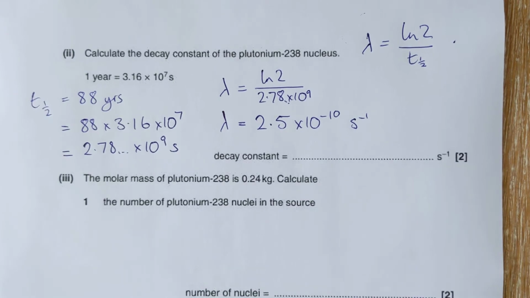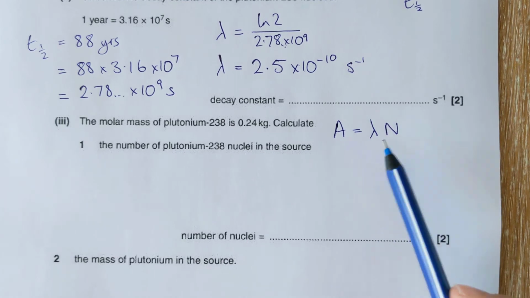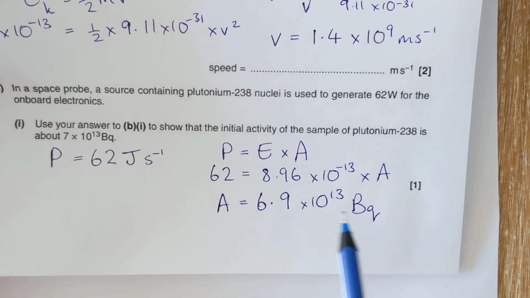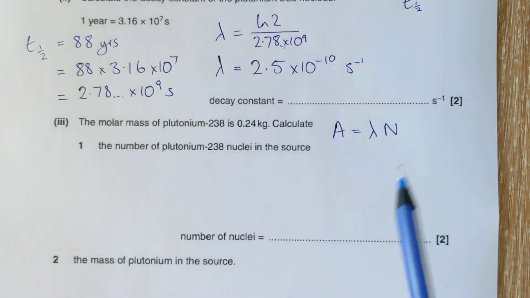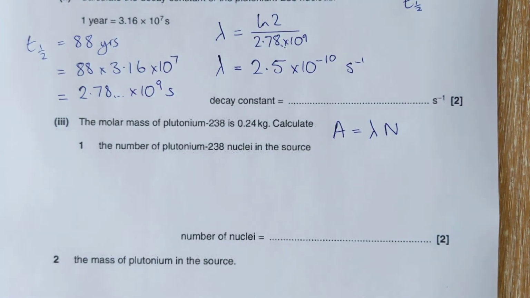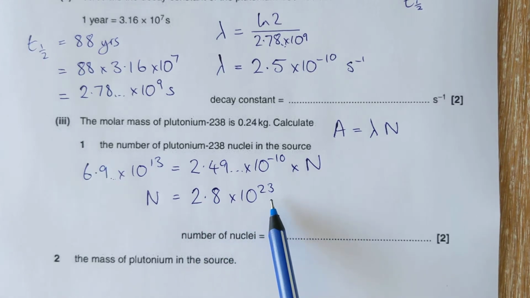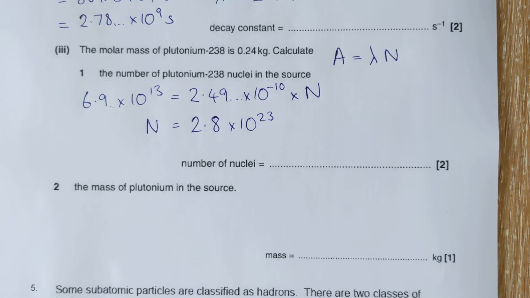Now we are continuing with the decay, and again I think this little formula is one that gets forgotten a lot as well. Remember, we have worked out the initial activity of our sample, and we've got the decay constant now, so that means we can work out the initial number of nuclei in our sample as well. And leaving you to do the rearranging there, 2.8 times 10 to the 23 nuclei.